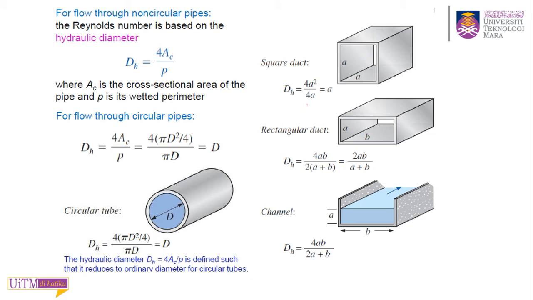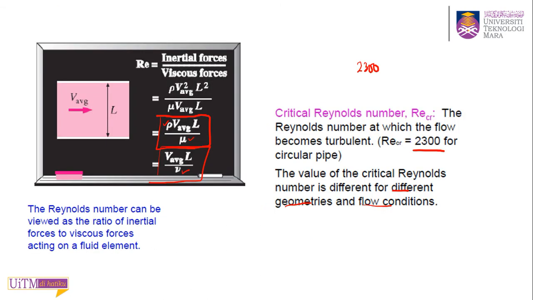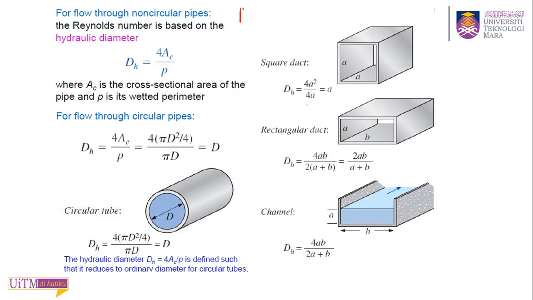And we know from this Reynolds equation, I wrote it here. So Reynolds number is equal to rho times V times D over mu. So we have a diameter term inside our Reynolds number. So we need to know the diameter of each pipe. So if the pipe is circular, what is the diameter of that circular pipe?